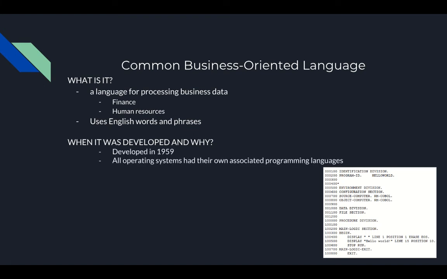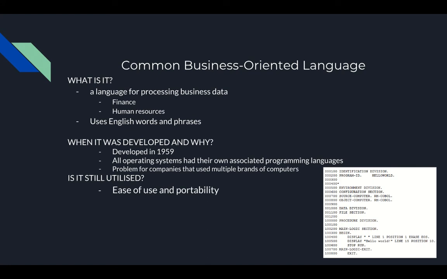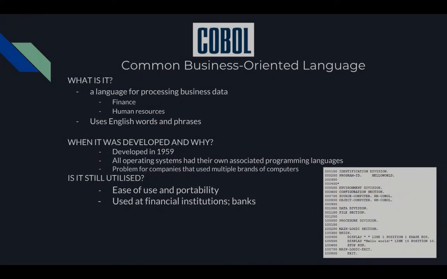It was developed in 1959, and the reason why it was developed is because companies used computers from many different brands, and it was harder to transfer information from one computer to another. And it is still being used today, even though it's very old, because it's constantly being updated every day. So most of the code generated today is originally being documented in COBOL and then translated into other languages.